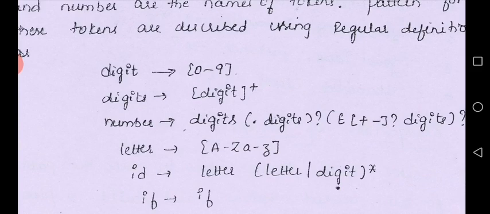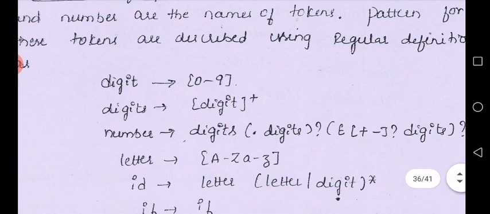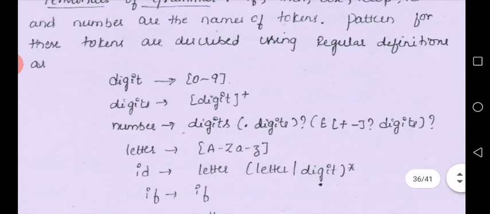The occurrences of digit will be one or more exactly. If I want to write something like 0011, then a single digit is not enough. We want to go for a regular definition called digits. What is digits? Digit to the power of plus. Plus means the occurrences of digit will be one or more. Okay, fine.